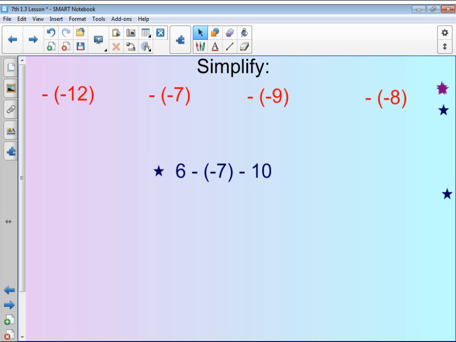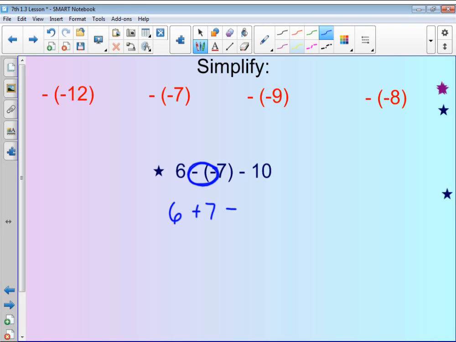Let's do another one. So here we're going to go ahead and simplify where we have those double negatives right next to each other. So I have 6. These two become plus 7. And then a minus 10. Okay? I'm going to group things together. You can work left to right. I'm just one that tends to group together. And in this case, it ends up working left to right anyway because these are both positives.